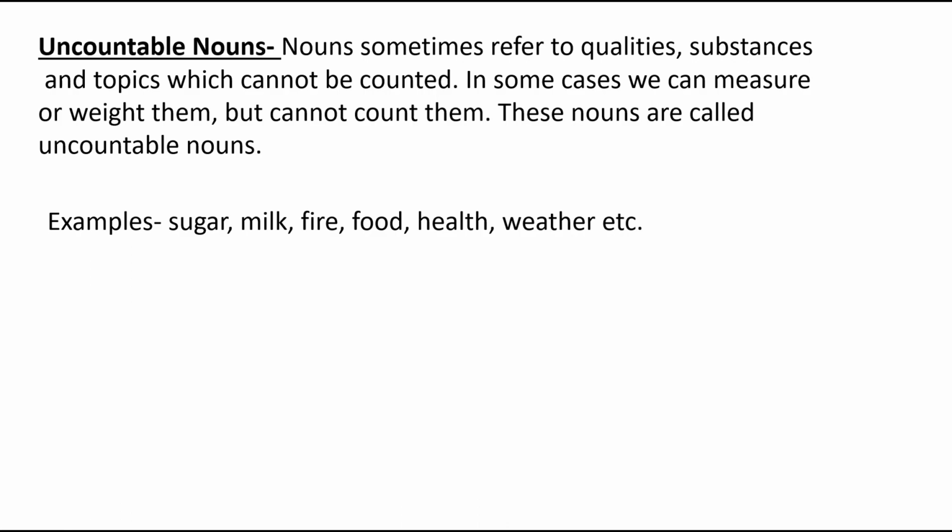We can weigh sugar, milk, right? Food, but we cannot count them. So we cannot count health, weather, fire, etc. So the nouns that we cannot count are all uncountable nouns. These are the qualities, substances, and topics, okay, which cannot be counted. Sometimes we can measure or weigh them, but we cannot count them. So these are all uncountable nouns.